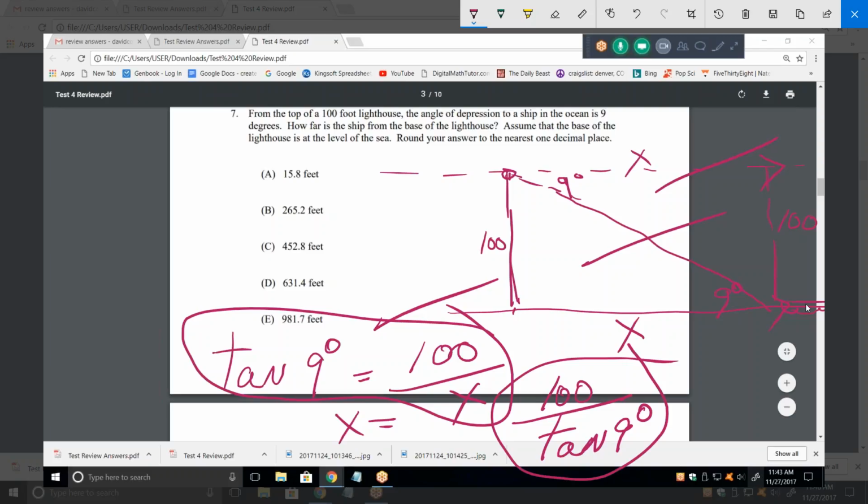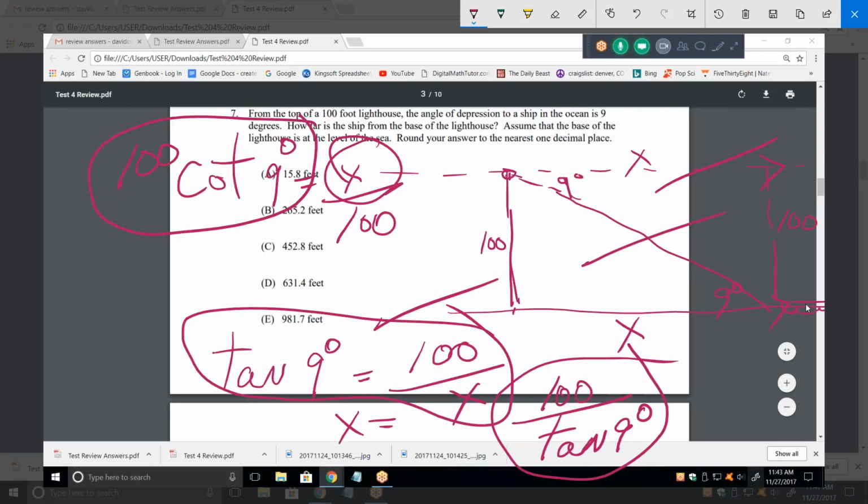Okay? And a lot of times with these trig problems, your variable ends up being in the denominator just because of the way the tangent function works. I suppose you could use the cotangent. That might actually be easier given the calculator that you have. Because notice the difference here. If I use the cotangent function, my variable ends up in the numerator, and all I have to do is multiply by 100. So 100 times the cotangent of 9 degrees is the answer.